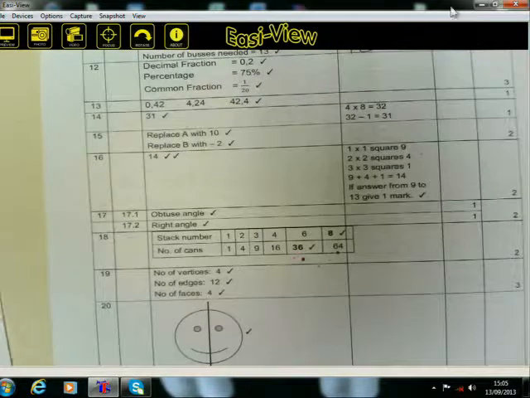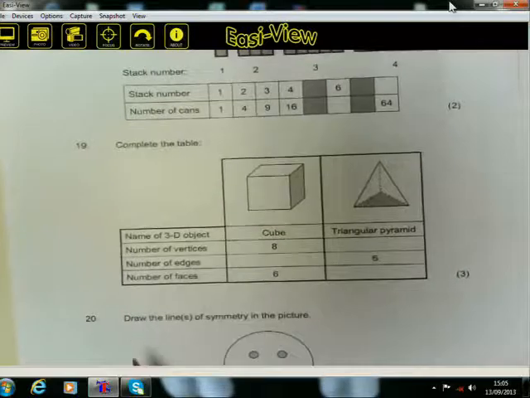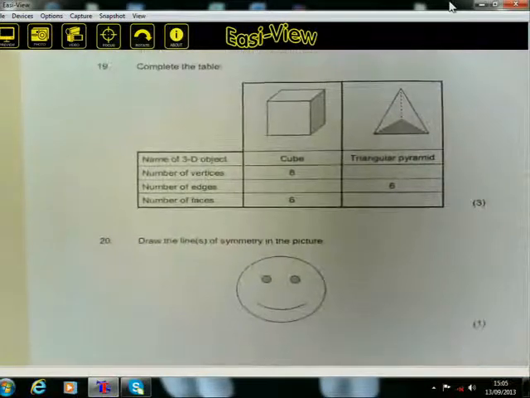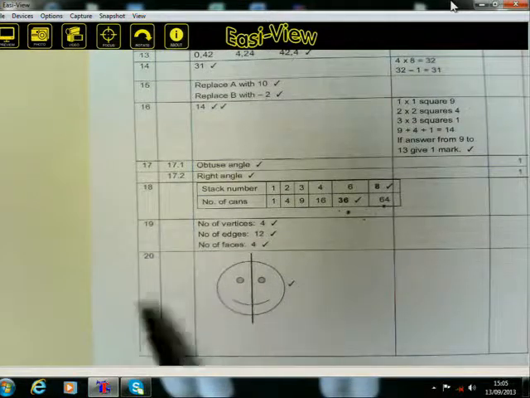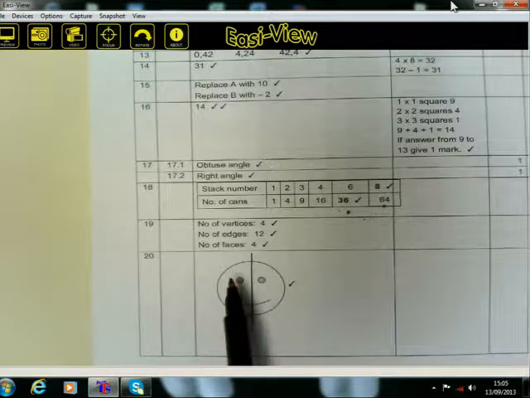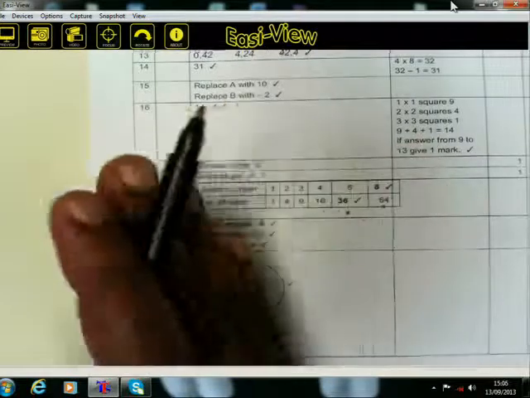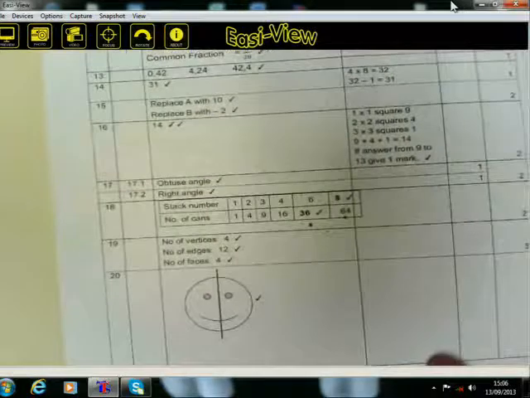This other one, draw the line of symmetry in the picture. Here is a picture now. Draw the line of symmetry in the picture, and then the learner must draw it that way. I saw the other learner drawing this way. It's wrong. We don't have a mouth there. It will not fall exactly on the other one. But if you take this part, it falls exactly on that other one. So it's 1 mark for that.